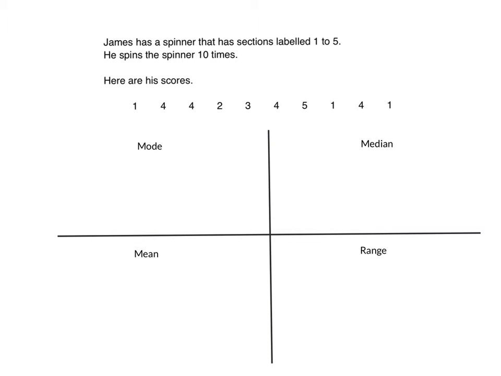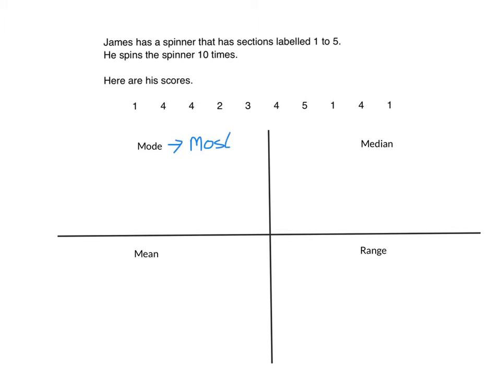James has a spinner that has sections labelled 1 to 5. He spins the spinner 10 times. Here are his scores. So we're going to find the mode, the median, the mean, and the range of this data. So to find the mode means the most common.